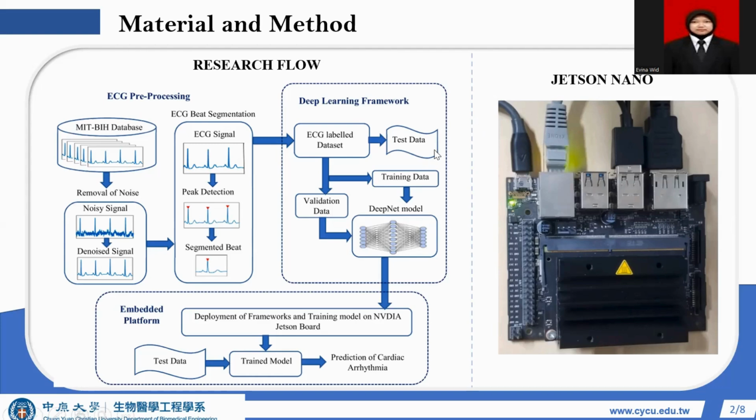The test data goes here. After they deploy on the NVIDIA, they test the trained model: the test data goes to the trained model, and they get the prediction of cardiac arrhythmia. This is the Jetson Nano installation. As in the first presentation, they use Wi-Fi to connect to the computer, and they connect a monitor and mouse.